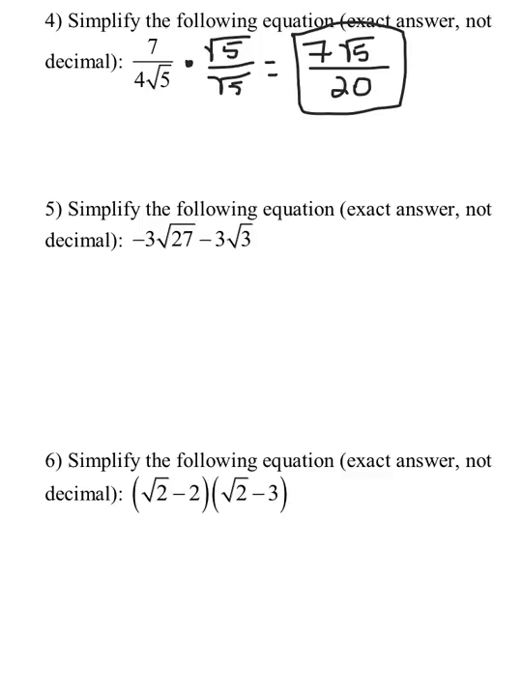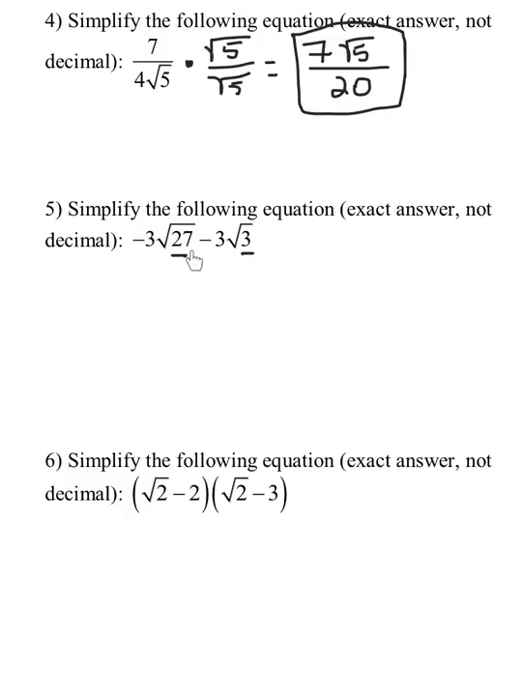Alright, for number 5, simplify the following equation. Exact answer, not a decimal. Alright, first of all, we cannot subtract these because the number that we have under our radical is not the same number. So in order to subtract these, we have to have the same number under the radical. I can, however, simplify this radical because this radical, this 27, is actually 9 times 3. And I can take the square root of 9.